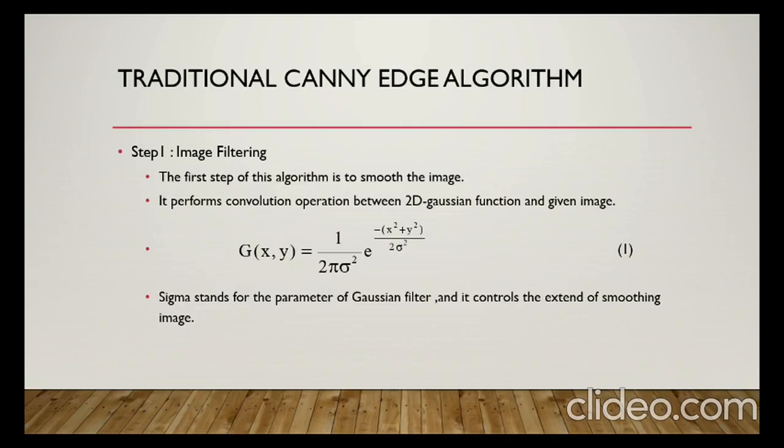In this first step, we smooth the image with the Gaussian function. This is a 2-dimensional Gaussian function, and its property is that it removes noise and gives information about the edges. The equation for this is equation 1, where sigma is the Gaussian filter parameter. This sigma controls the extent of smoothing of the image. That means if sigma is large, the smoothing is also large.